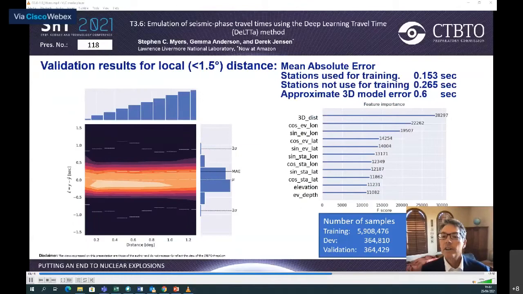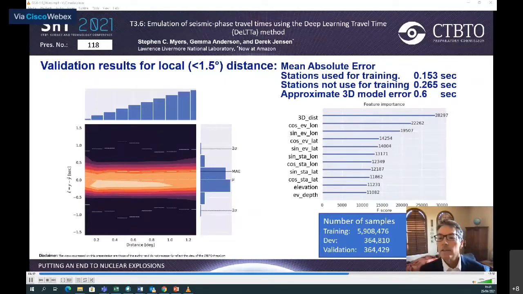We divide validation results into 3 distinct distance ranges: local, regional, and teleseismic. This chart shows results for the local distance range, which is out to about 1.5 degrees, and the following charts follow a similar format. The graph on the lower left shows error as a function of event station distance. Importantly, error is relatively constant or stationary over the distance range.